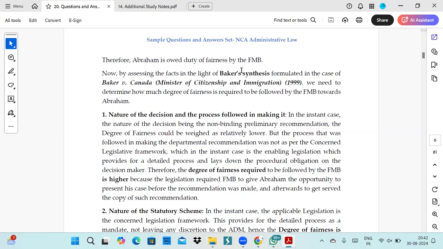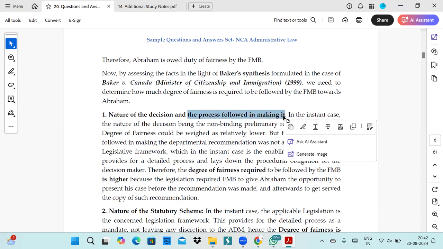So we have to make sure we understand the degree of fairness, whether it is a minimum requirement or a maximum requirement. We'll get to know by applying these 5 points to the facts. So, for example, let us see the nature of the decision and the process followed in making it. Nature of the decision, you have already spoken about in the Knight's case. But here the important part is the process followed in making it.